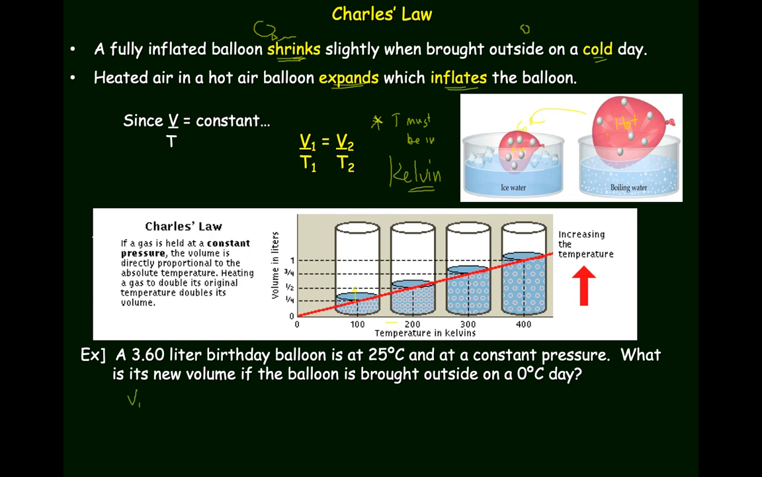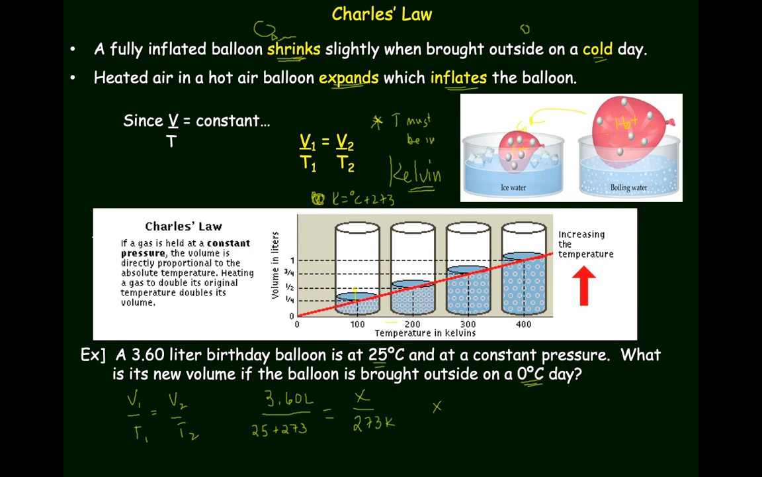So we have V1 over T1 equals V2 over T2. Our volume is starting with 3.6 liters. Now important, we're given Celsius here. We have to make sure we take 25 and add it to 273. Don't forget, Kelvin is equal to your degrees Celsius plus 273. Don't forget our conversion. And we set that equal to the new volume, which I don't know, over 0. Be careful here. You don't want to put 0 in the denominator. It's one of the reasons why we use Kelvin. We're going to want to make that 273 Kelvin.